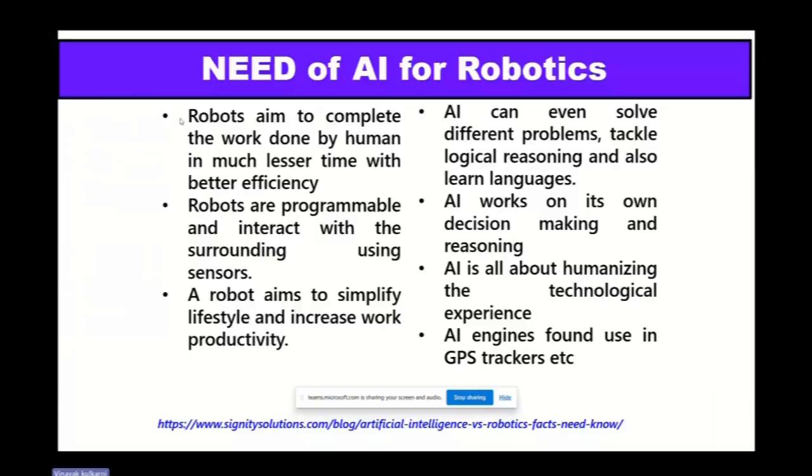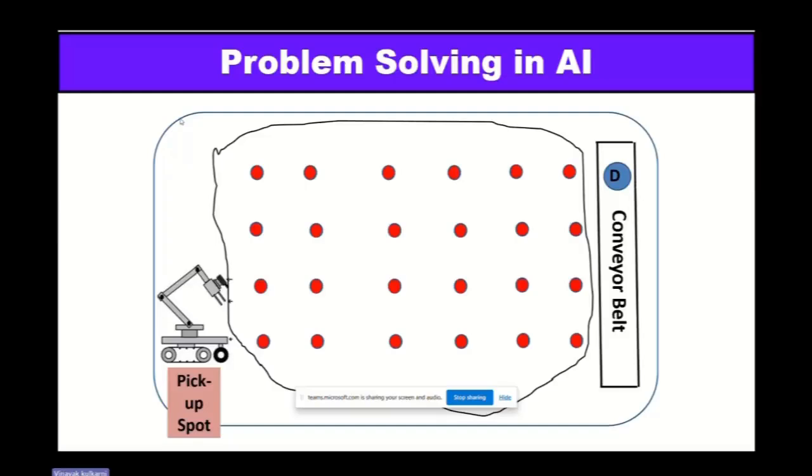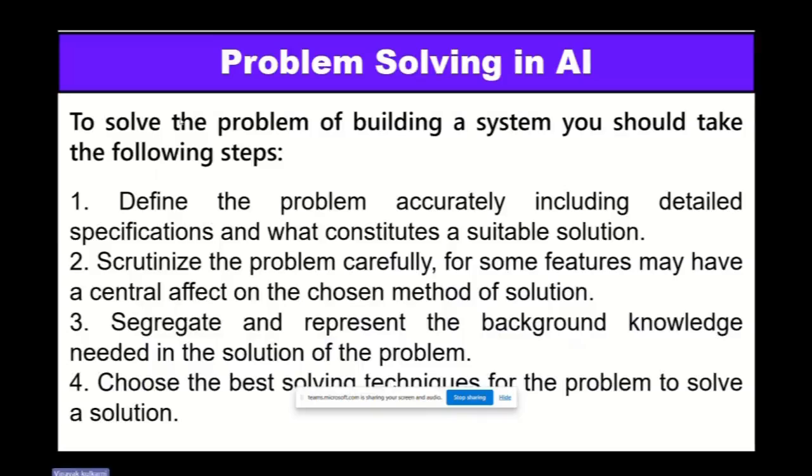This is how it works. So what is the problem here? To provide an object on the conveyor belt, right? Provide the object on the conveyor belt in time. Now to solve the problem in this whole system, what steps are required?